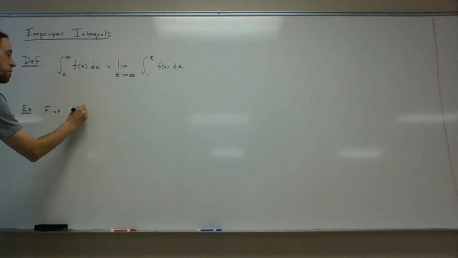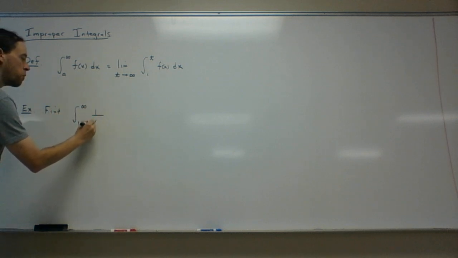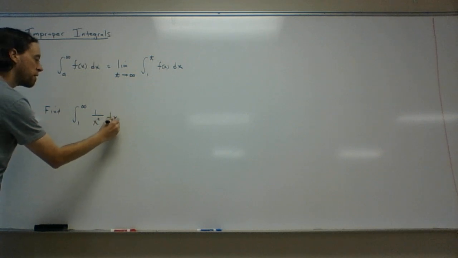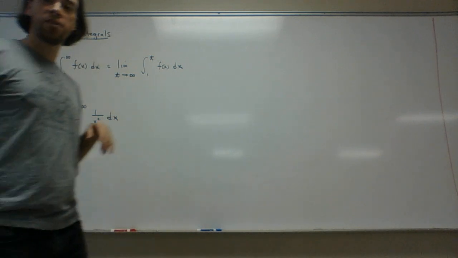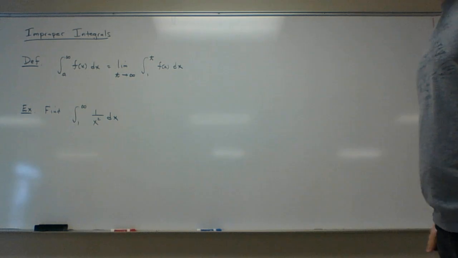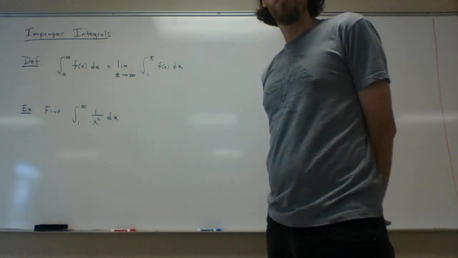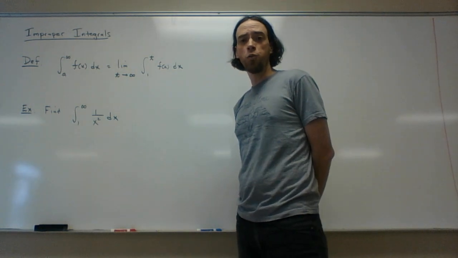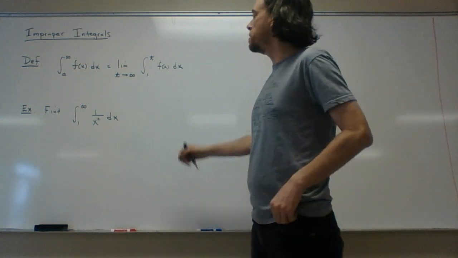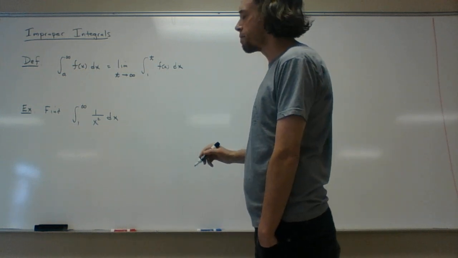Find the integral from 1 to infinity of 1 over x squared dx. That's going to be our task. And of course, this is an improper integral because it's got an infinity as one of the limits of integration. So here's what we'll do.